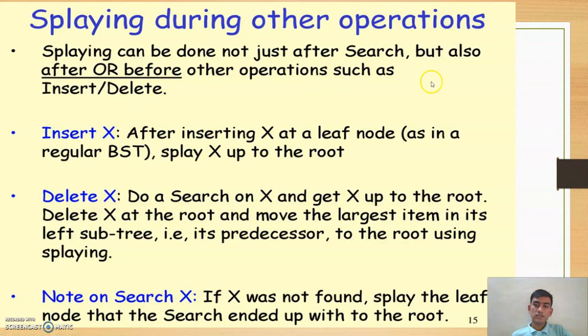Splaying can be done not just after search but also after or before other operations such as insert and delete. Insert X: after inserting X at a leaf node, splay X up to the root. Delete X: do a search on X and bring X up to the root. Delete X at the root and move the largest item in the left subtree, its predecessor, to the root using splaying. Note on search X: if X was not found, splay the leaf. Note that the search ended up at the root.